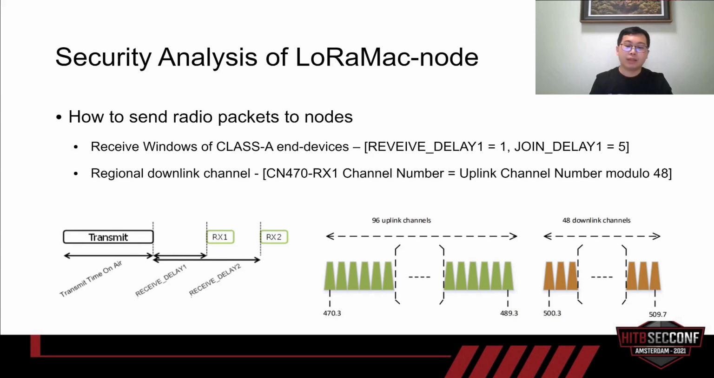In addition, the downlink channel is also different in different areas. For example, in CN470, the RX1 channel number equals the uplink channel number mod 48. Therefore, after calculating the appropriate delay and channel, you can really launch an attack.